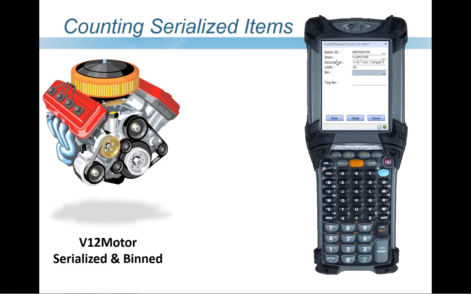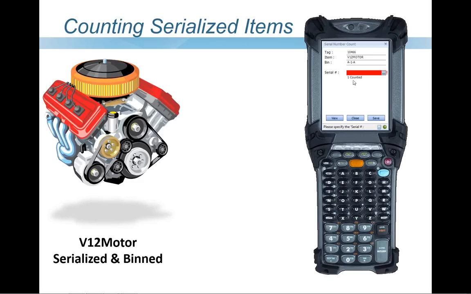You'll notice, unlike the lot, it didn't prompt us for a serial or lot number. I'm going to scan our bin, and in doing so, it brings up a new screen. It shows you the tag number that we're looking for this particular bin and item, and now we have to scan each serial number that sits in the bin. Scan my first serial number.